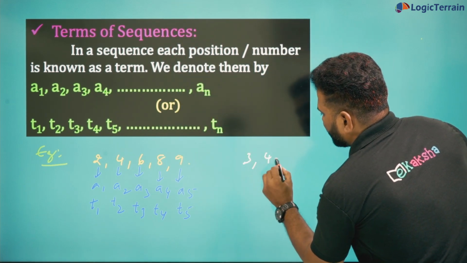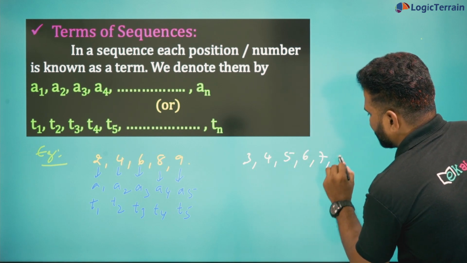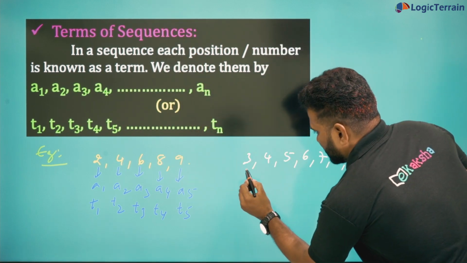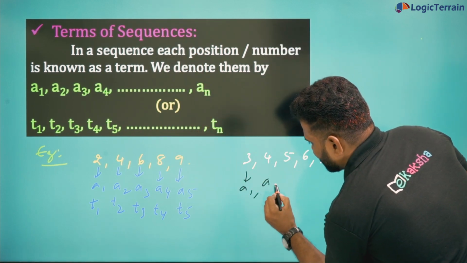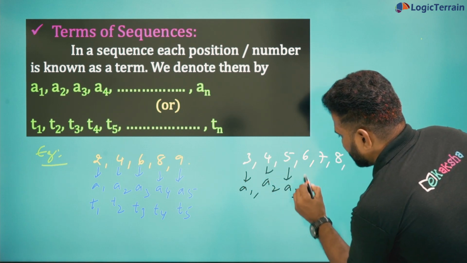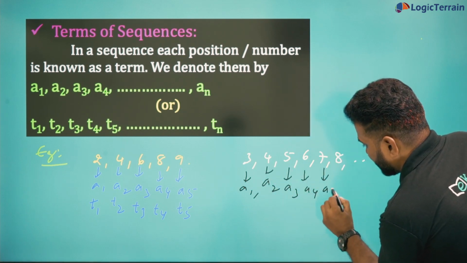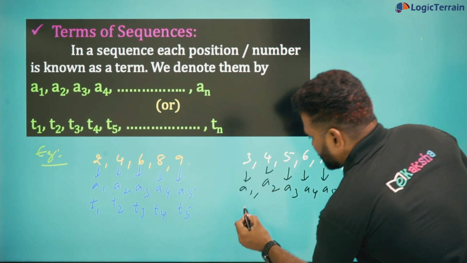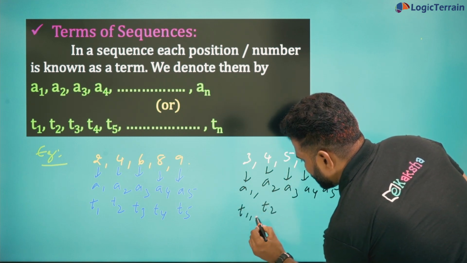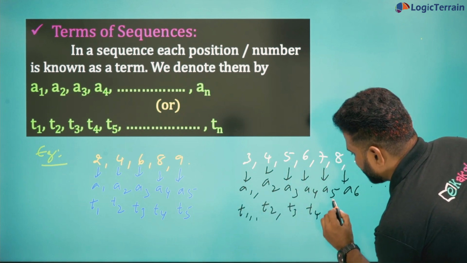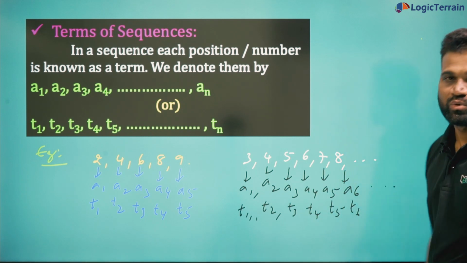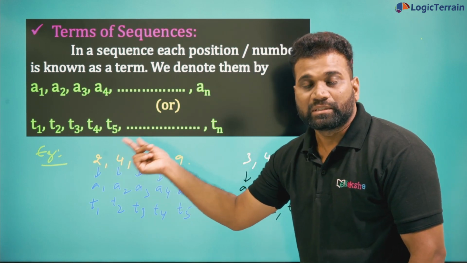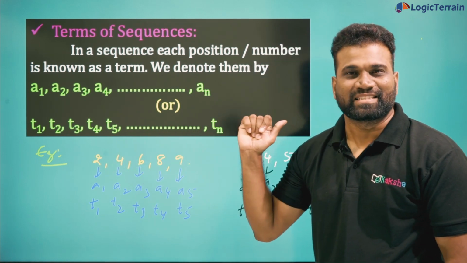3, 4, 5, 6, 7, 8 and so on. So in this, this is A1, this is A2 and this is A3 and this is A4 and this is A5 and this is A6 and so on. The same we can also represent as T1, T2, T3, T4, T5, T6 and so on, right? So in a sequence, each position or number is known as what? Term of a sequence. Clear?